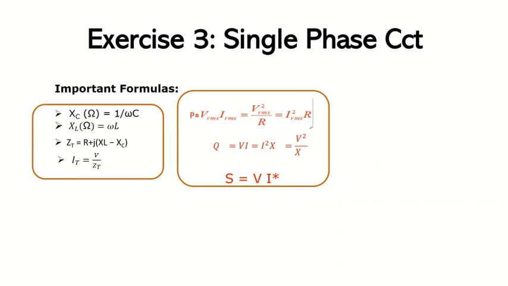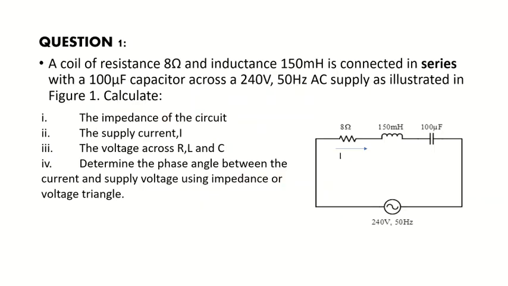Okay, the last one is the apparent power. The apparent power here is equivalent to V times I conjugate. I conjugate here means whatever current that you found, you must take the opposite of the j term, or the opposite in your angles. Okay, so now we go to question 1.